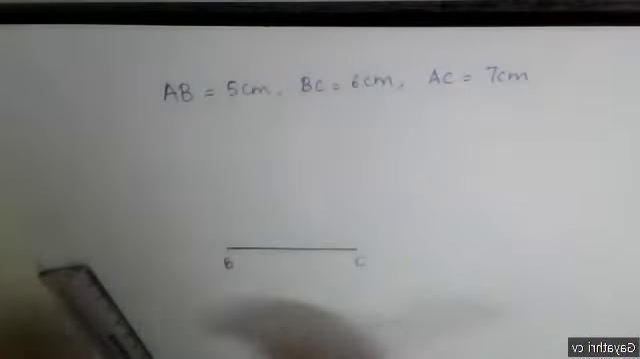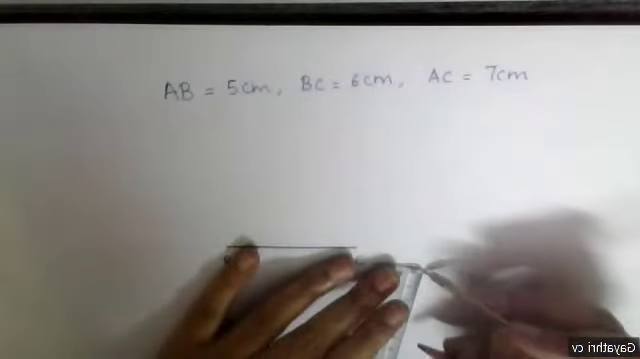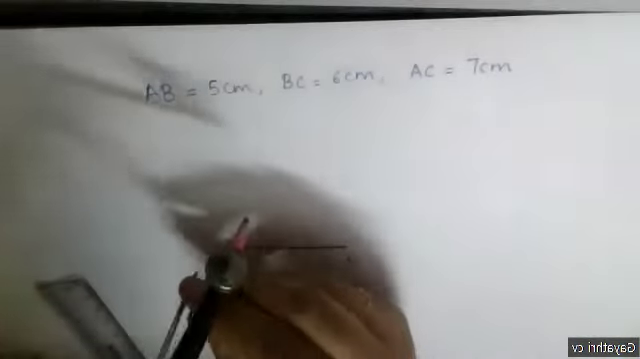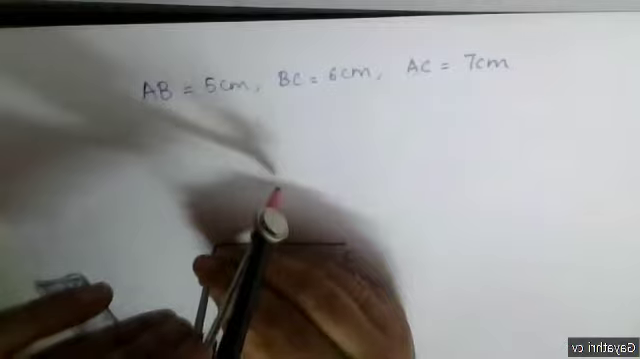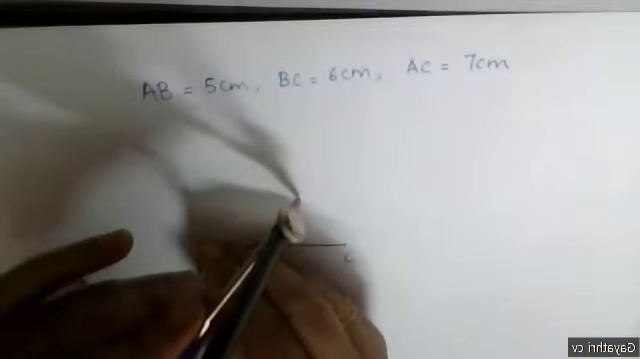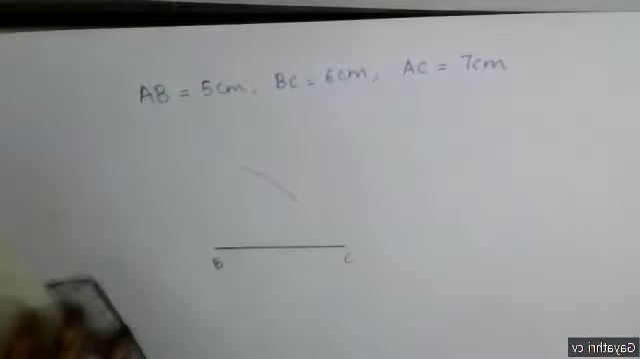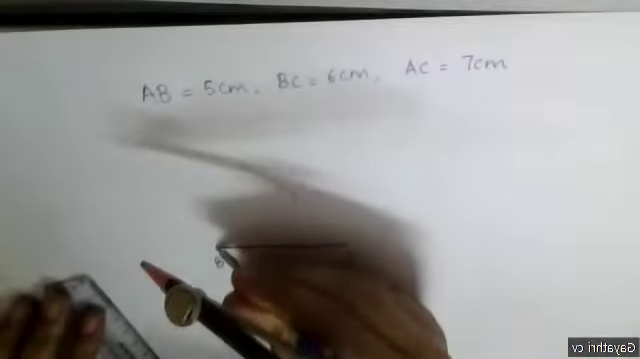Next it is given that AB is 5 centimeter. So let's take 5 centimeter in our compass. You have to be very careful when you are doing this. Now, with B as a center, draw an arc. So I have measured 5 centimeters in my compass, and with B as center, I drew an arc like this.